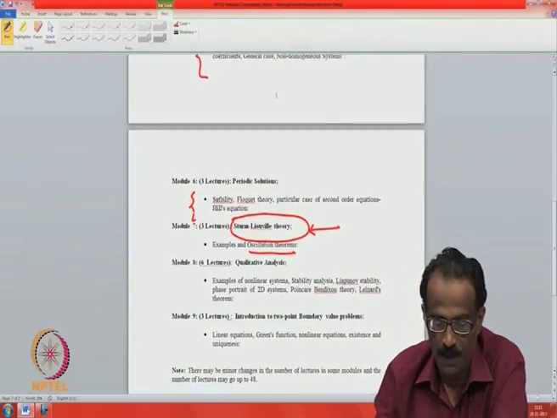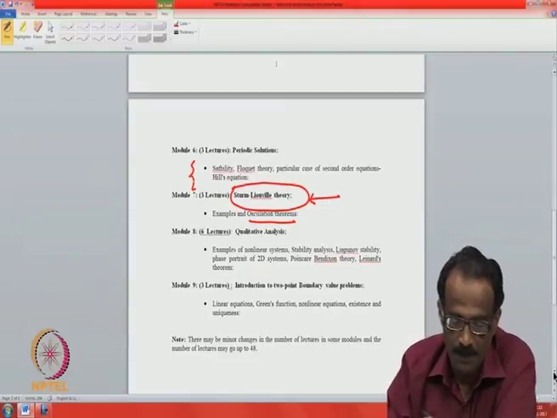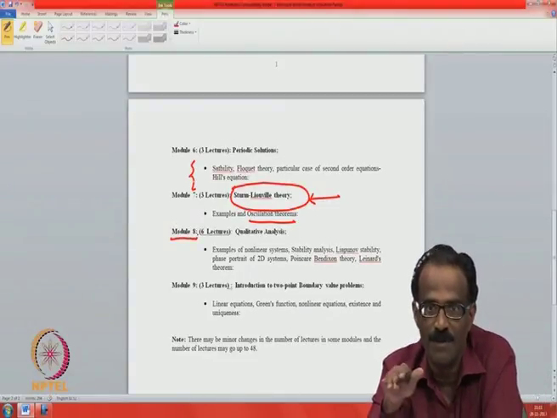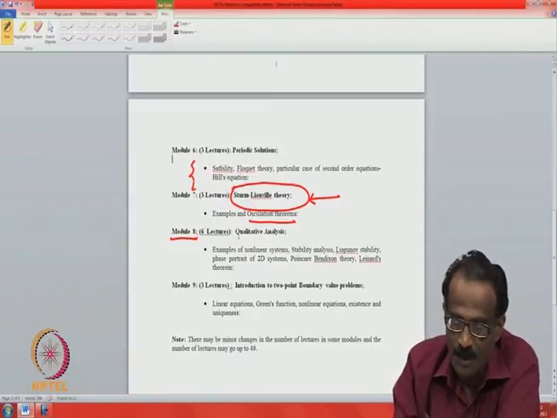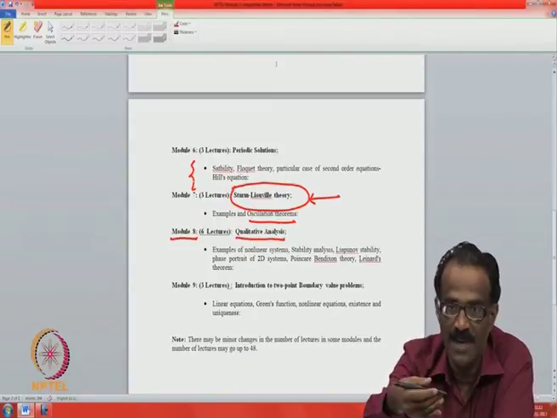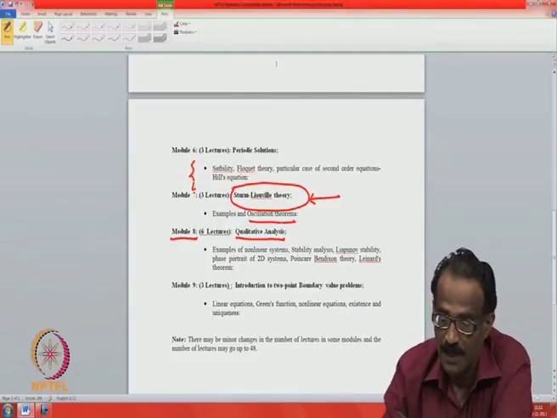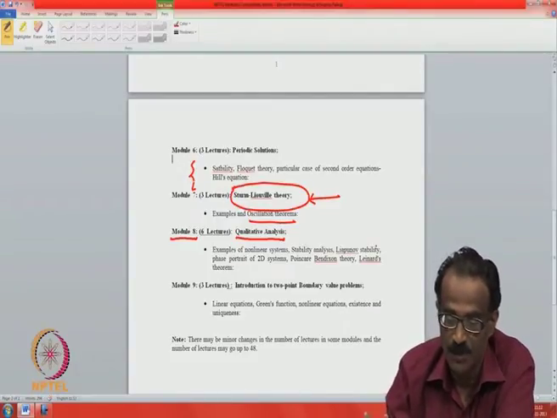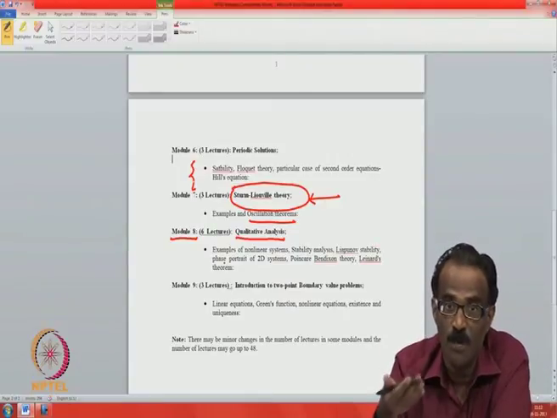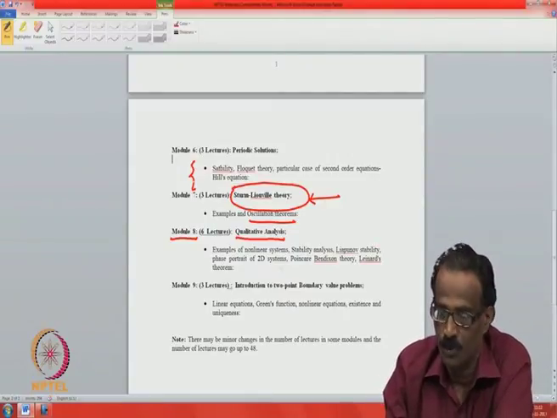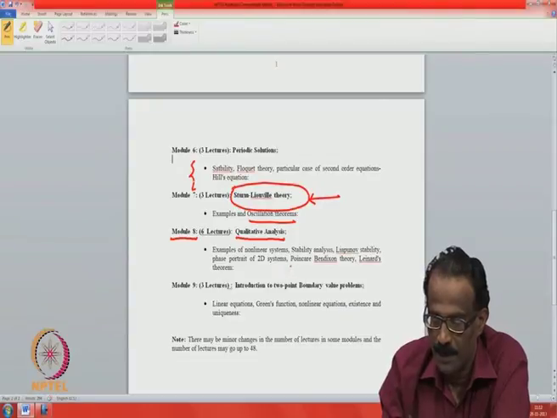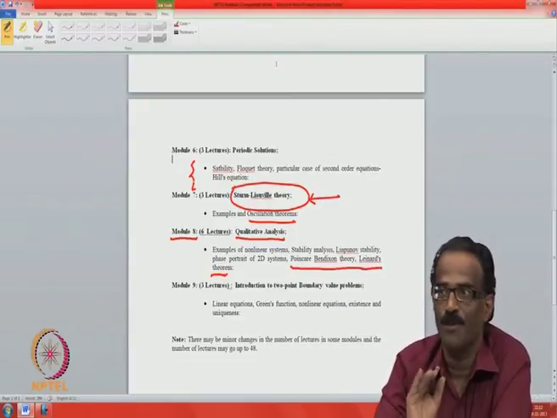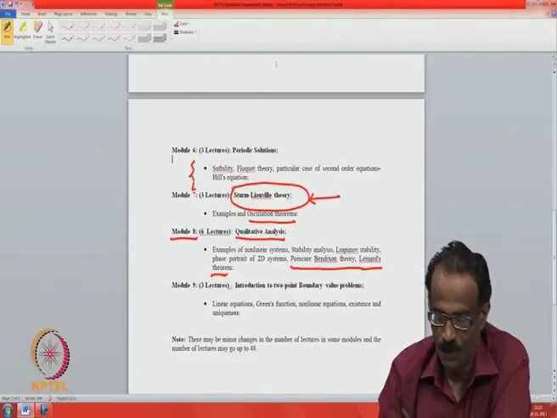And one of the important parts of our module, which is not really covered at all in the university syllabus, is the qualitative analysis. Already we have done something in the linear system. You will see the various stability analyses, Lyapunov stability, and especially the geometry and phase portraits in these 2D systems, and it is our ambition to do something on Poincare-Bendixson, and we hope we will do that.